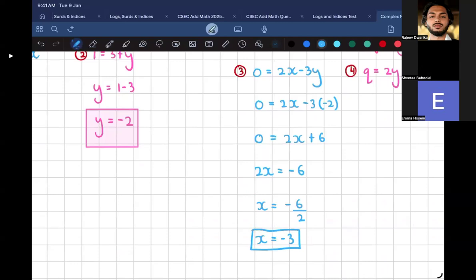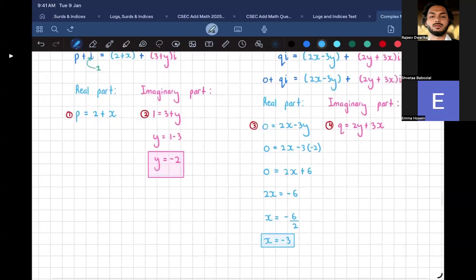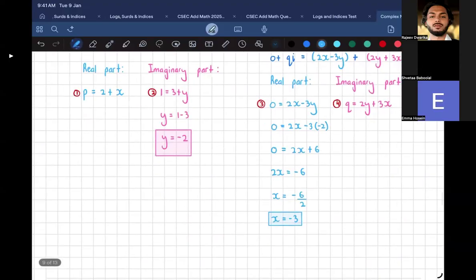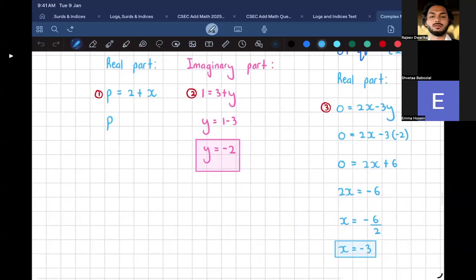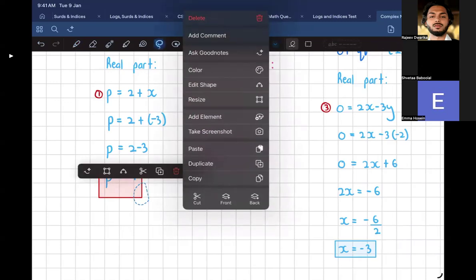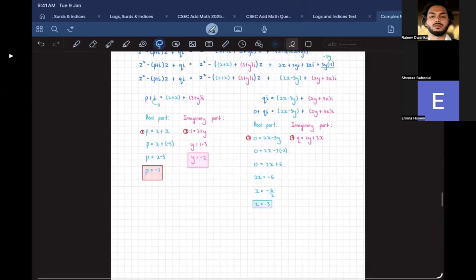Now that we have x and y, we can figure out p and q. So p is equal to 2 plus x. x is minus 3. So p is going to be equal to 2 minus 3, which is just minus 1. I got that. You did? I'm thinking I get minus 1. Well, big up you, right?